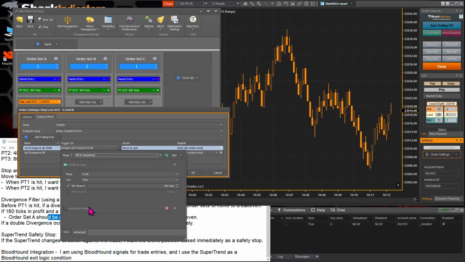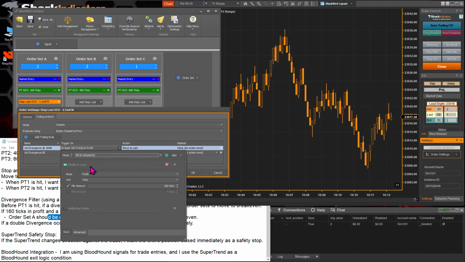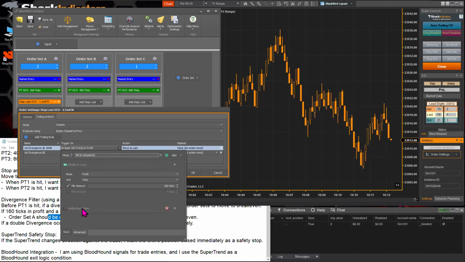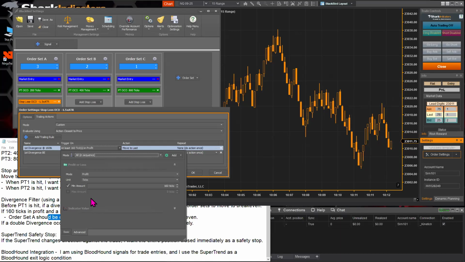Or maybe not. Maybe if the trade does reach 160 ticks, but then the market backs off, so now you're less than 160 ticks. And then you're like, okay, well, if a divergence comes in, but I did hit 160 ticks, then yeah, close out this trade. So, you know, it's detailed work there. A matter of details there.